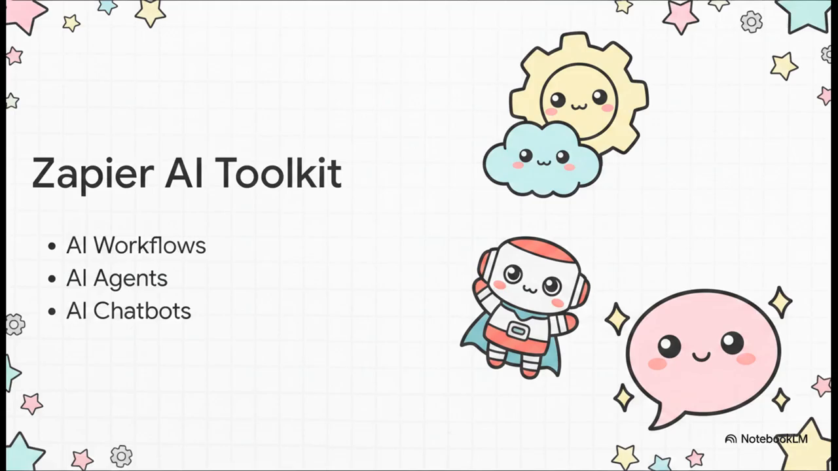We've got AI workflows to integrate AI directly into your existing processes. We've got AI agents, where you can actually create your own autonomous assistants to handle specific tasks for you. And we've got AI chatbots, which automatically answer customer questions and resolve support tickets. Now listen to me closely. We are not going to get bogged down in the deep technical weeds of every single one of these features today.